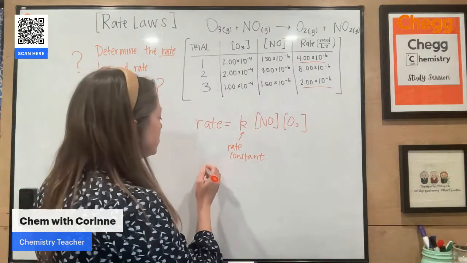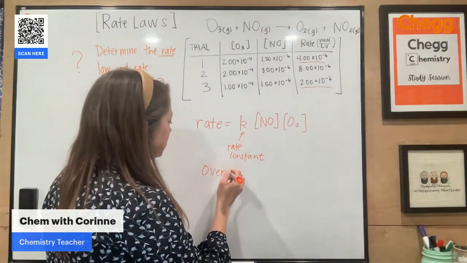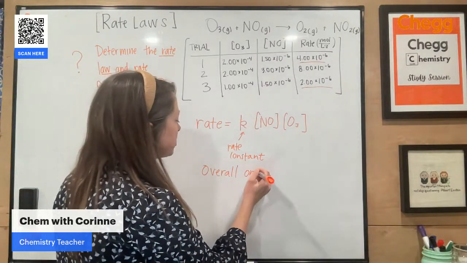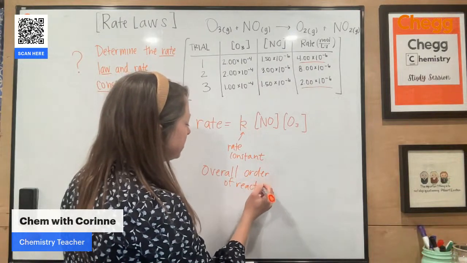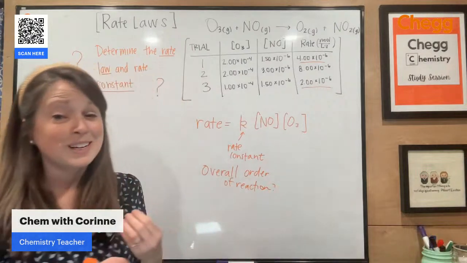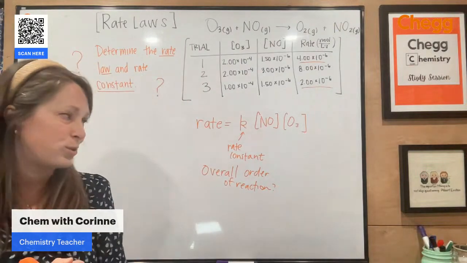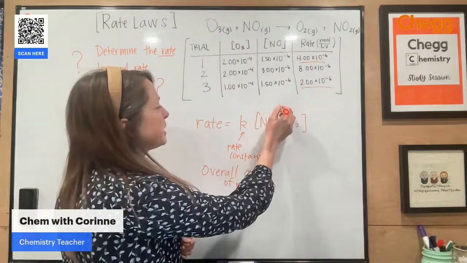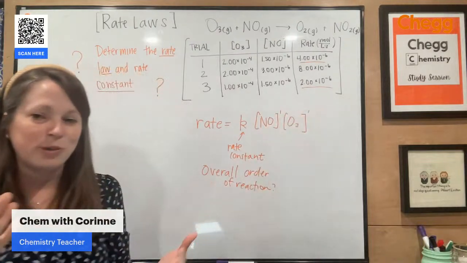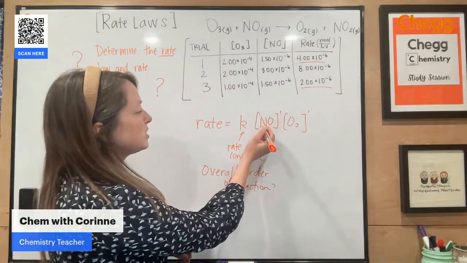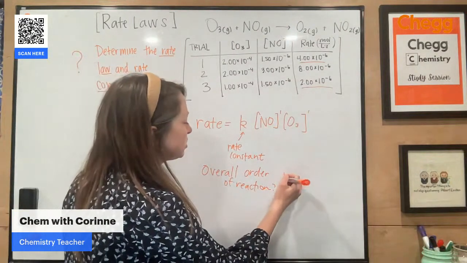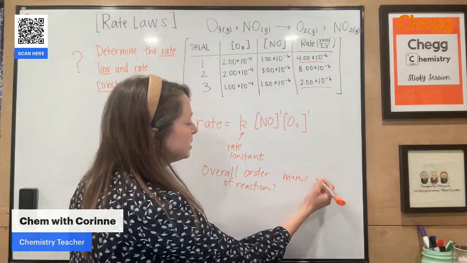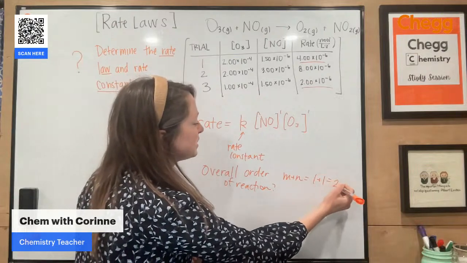Now let's say we wanted to know the overall rate or overall order of reaction. How do we do that? Thankfully, it's really simple. You're just going to add those exponents. So in this case, remember, we assumed we didn't actually put in the 1, right? But it's first order with respect to NO and first order with respect to O3. So therefore, our overall rate is just, you add up those exponents. So in this case, it's just going to be second order.